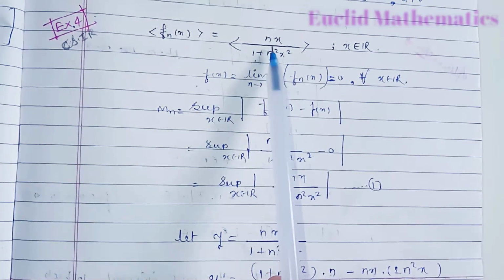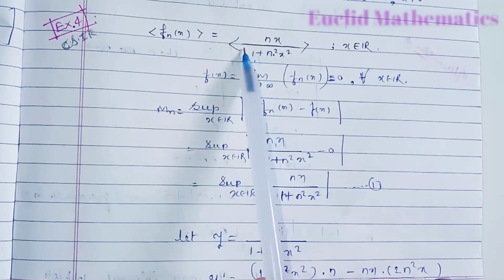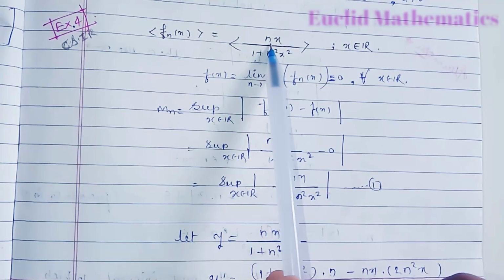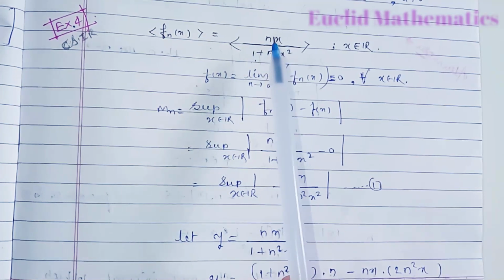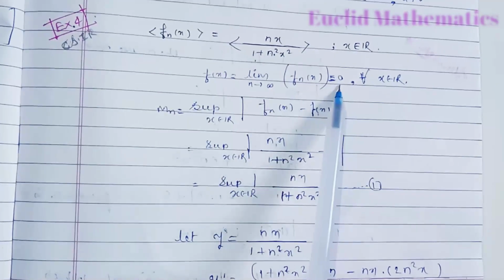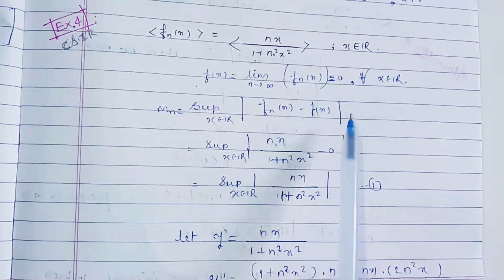To check this one you can take n common, so n gets cancelled with that n. If n is not present in the numerator, that means our sequence of functions never becomes infinity, it gives a finite value, but if infinity comes in the denominator, that means it goes to 0. So when we apply the limit n tends to infinity of fn(x) we get f(x) as 0. Now substitute this value into our Mn.